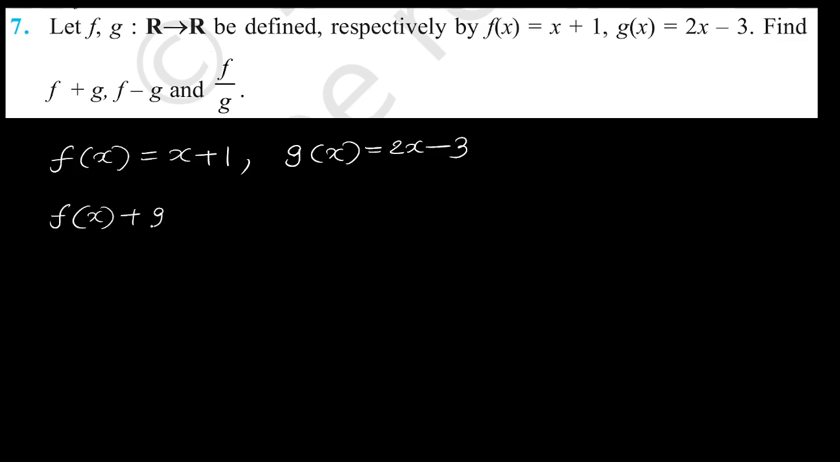Even if you don't have any idea about function, you are able to solve it. At first look, it appeared to be a tough question, but it is very simple. Given that f of x equals x plus 1, g of x equals 2x minus 3, I want f plus g. Look at the question. f plus g is the short form of f of x plus g of x. So no need to worry about this expression. We just add them. Understood?